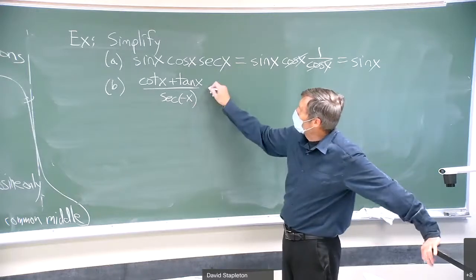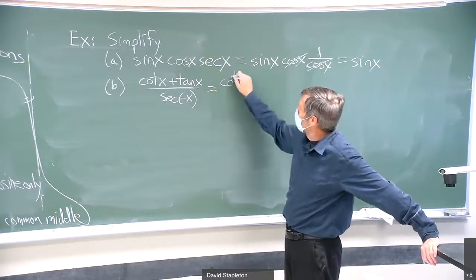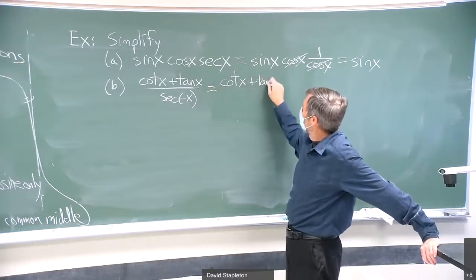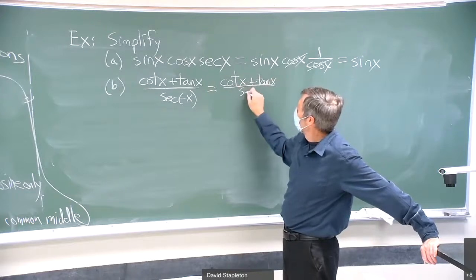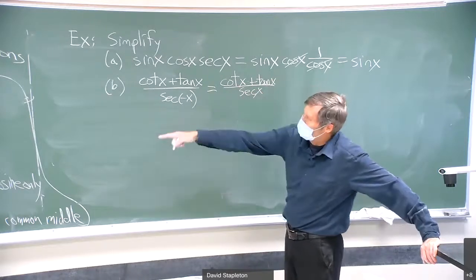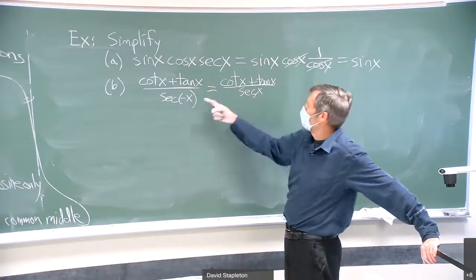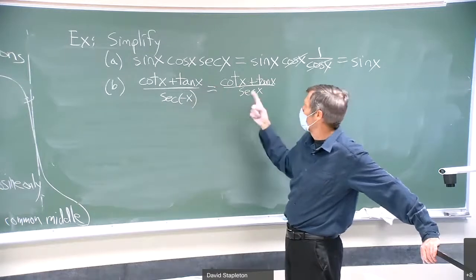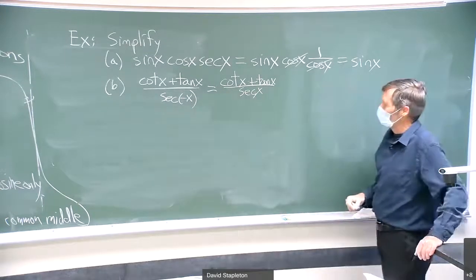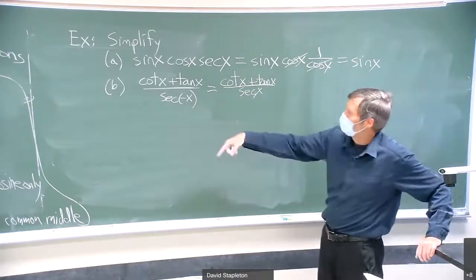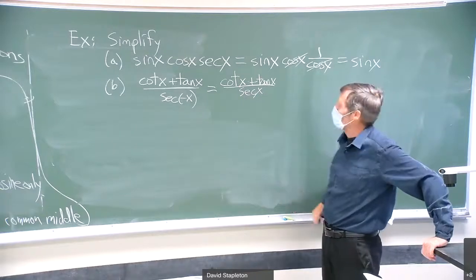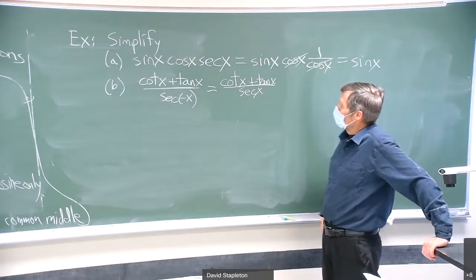Well, secant is an even function, right? So I can just take that nasty minus away. Cotangent plus tangent over secant. So get rid of, and this sort of applies to step 4 there, get one angle. I don't want an angle minus x and an angle plus x. I get one angle. That comes up in upcoming sections where you get 2x and 3x, but let's apply it here to minus x also. Since secant is even, it goes away.